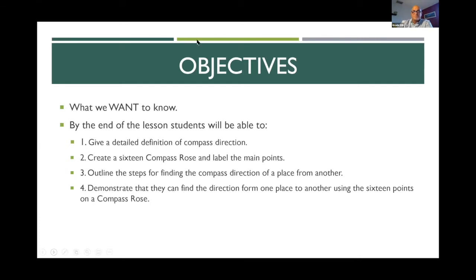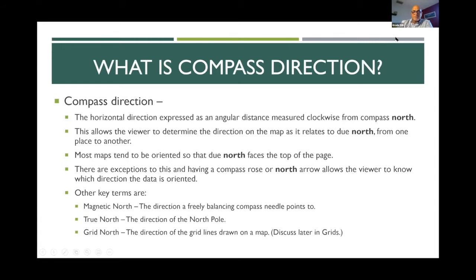Let's move on. What is compass direction? Compass direction is the horizontal direction expressed as an angular distance or as a distance measured clockwise from a compass point north. So the key thing to see there is that we're looking at what is the direction and also distance angular from north. So this is our north, and we go east, and we go west, all right? And we go all the way around to south. And so that's an angular distance from north. And we can use it in many different ways, but the most common way we use it is by using simple compass directions.